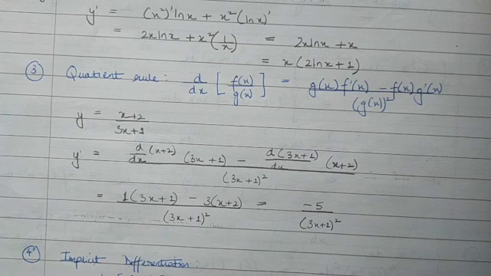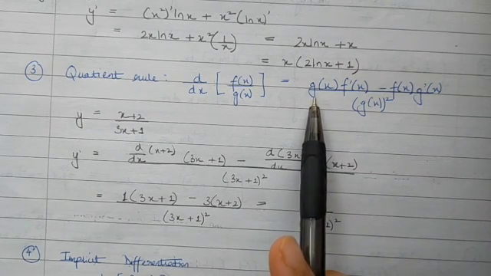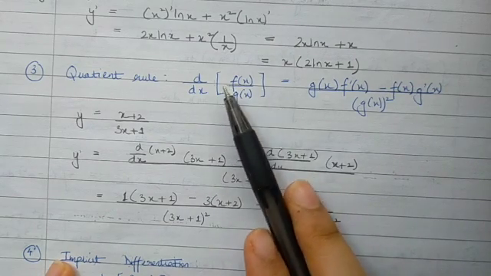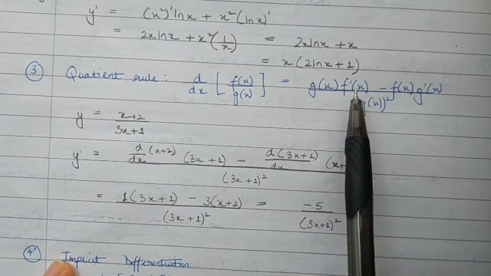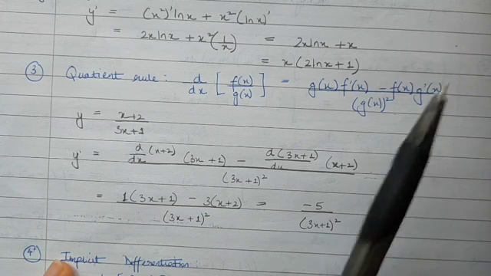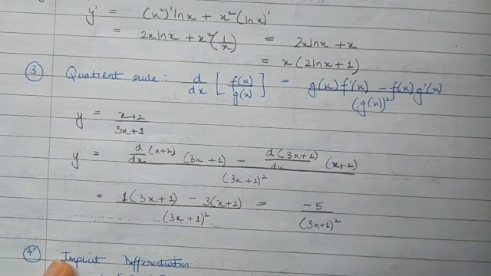Next we have the quotient rule. So now for the quotient rule, what it's used for is basically when you have a function over a function. So if you have the denominator as g of x and f of x as the numerator, you do the denominator times the derivative of the numerator minus the numerator times the derivative of the denominator, divided by the denominator squared.